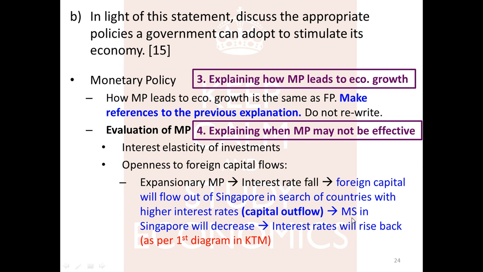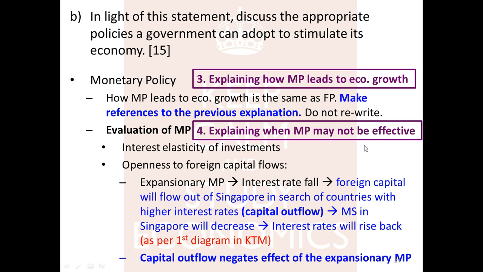Essentially, that means that the money supply in Singapore will decrease, and because the money supply will decrease, as per your first diagram in the Keynesian transmission mechanism, interest rates will rise back. Okay, interest rates will increase, which essentially what I'm trying to say here is that the capital outflow due to the lower interest rates actually negates the effect of expansionary monetary policy. So because of this negating effect, monetary policy is not going to be effective. Okay.